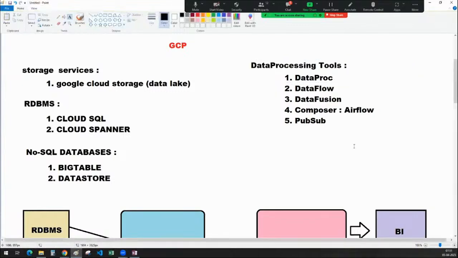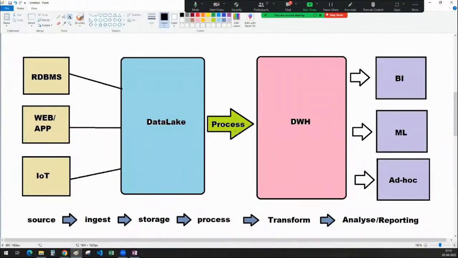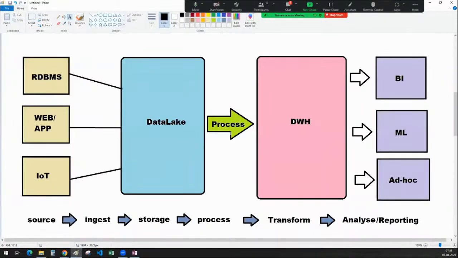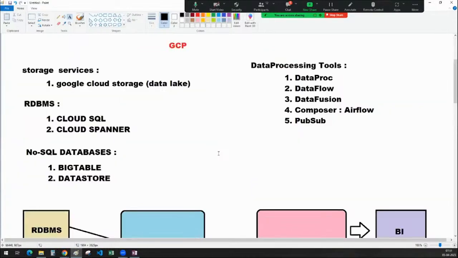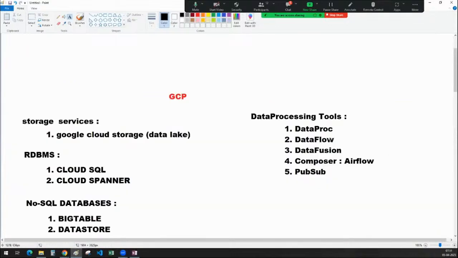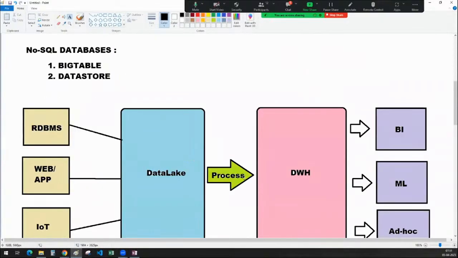Okay. So if you want to process the data, you can use these many tools according to your requirements. Sir, if I want to work with the Hadoop environment and Spark environment, then you go for Dataproc. If you want to work with a serverless platform and the Apache Beam programming model, then you go for Dataflow. You don't want to create a data pipeline.